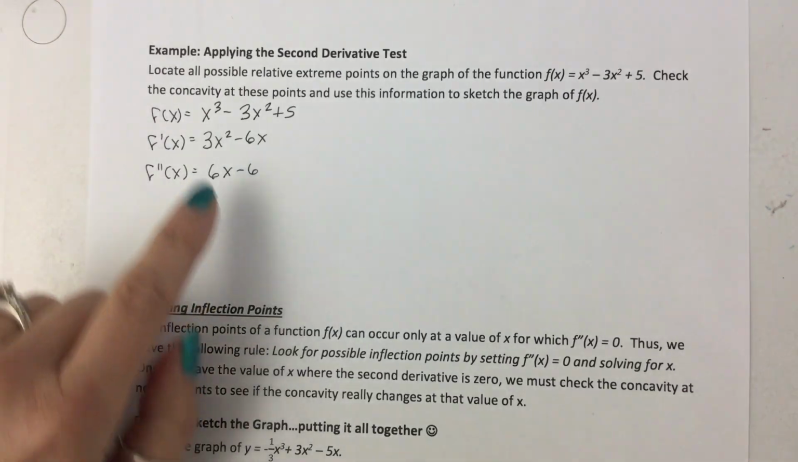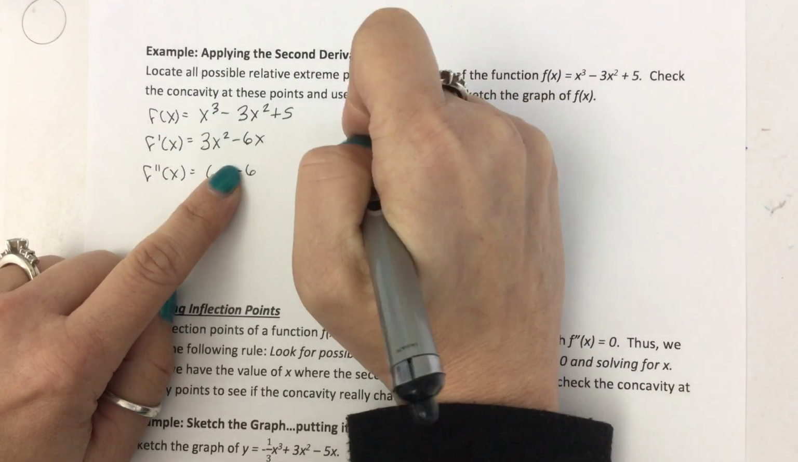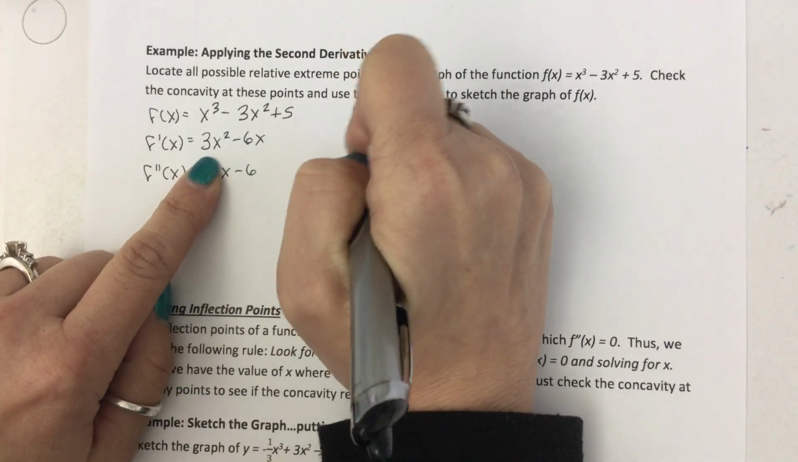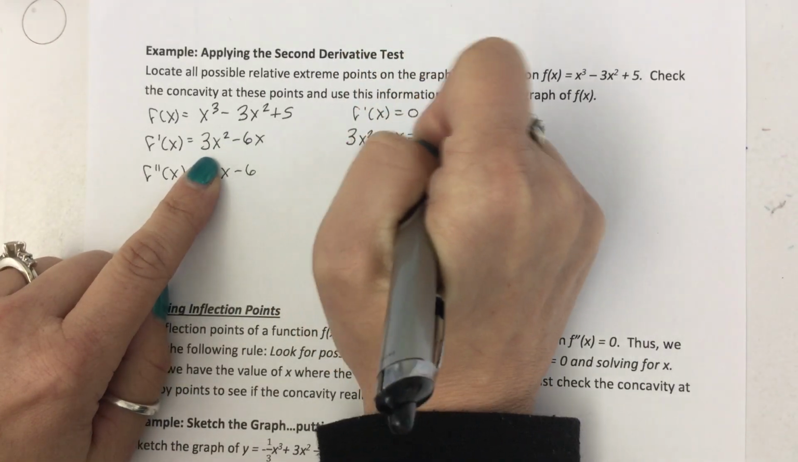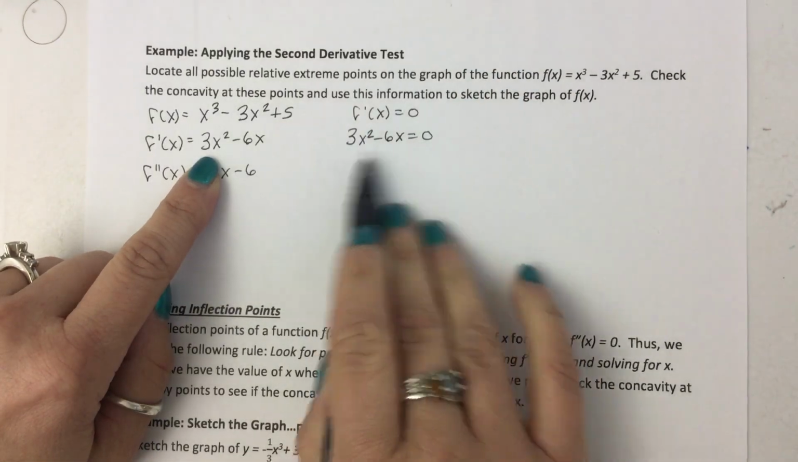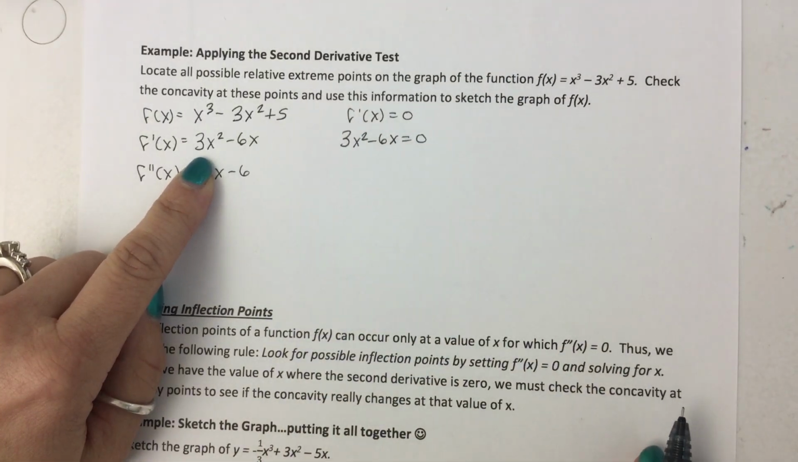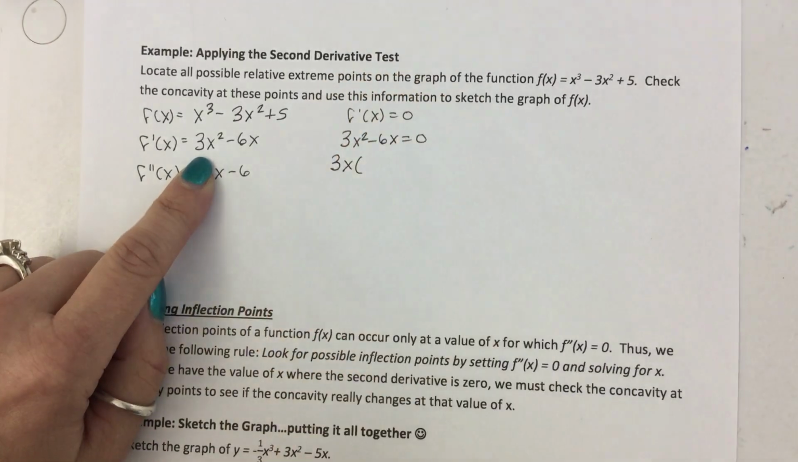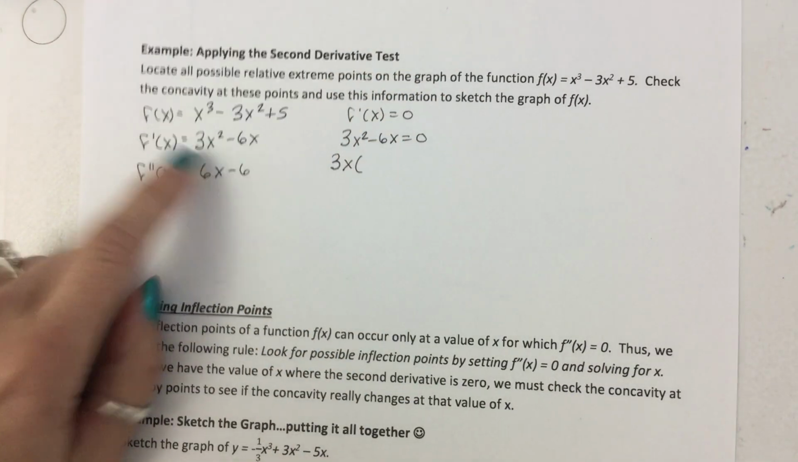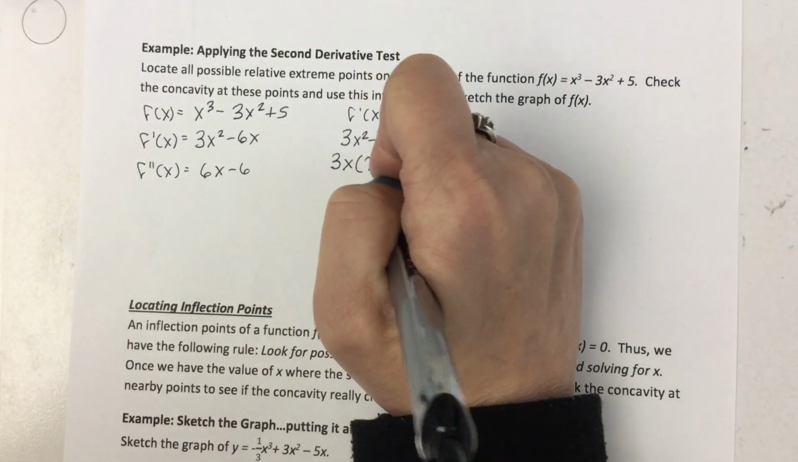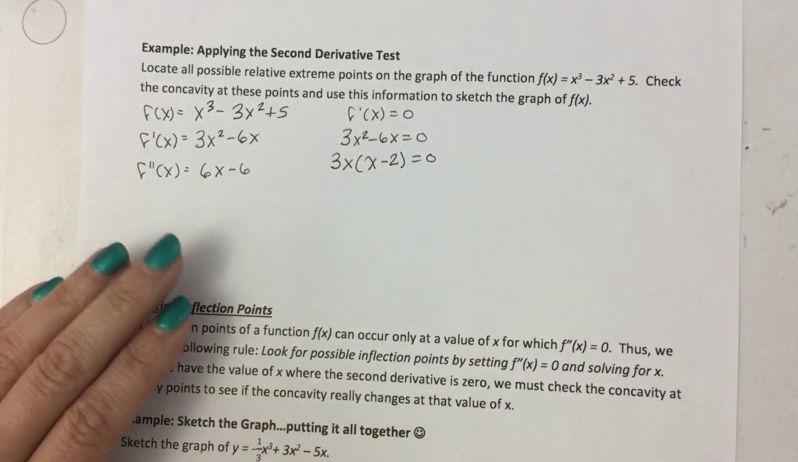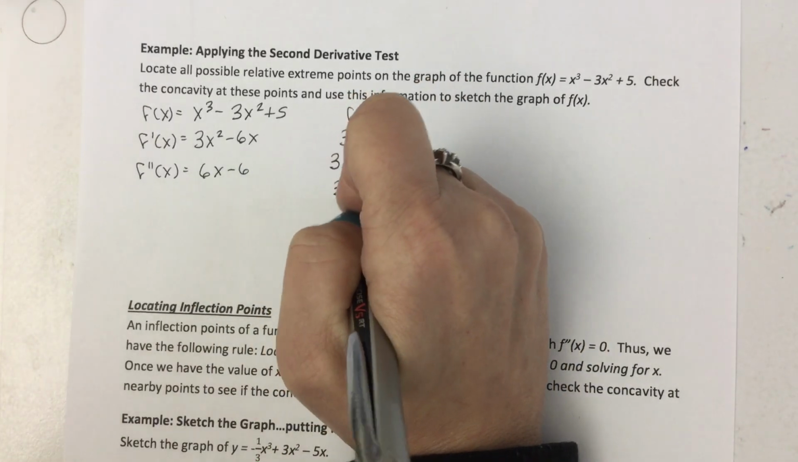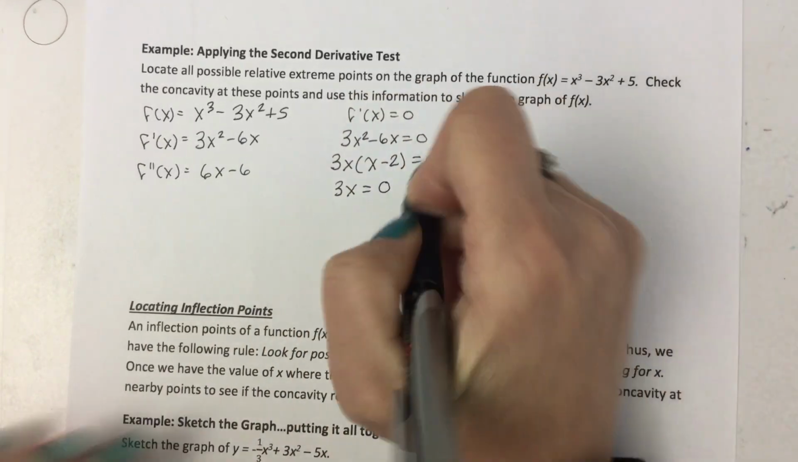Okay, now to find possible extreme points. First derivative equal to 0: 3x squared minus 6x equals 0. Right now I can see that I'm going to have 2 solutions because I have a degree of 2. I can factor out a 3x. If I factor out a 3x, what I end up with is x minus 2. Now in order to solve for x, you take each piece. So 3x, set that equal to 0.